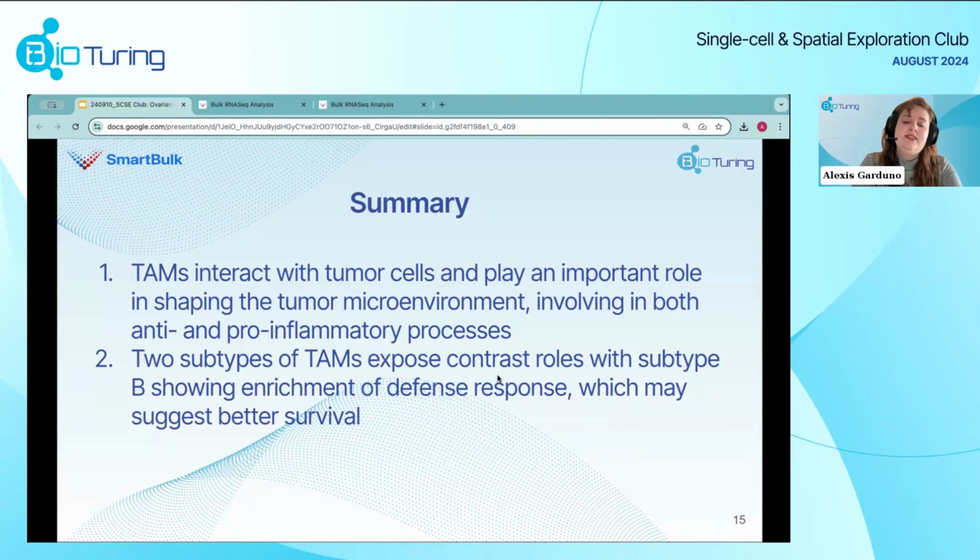The second step of the analysis was determining how these different types of tumor-associated macrophages develop and if there are any differences in the functional states of these cells. These two subtypes of TAMs were shown to have contrasting roles. Subtype B showed an enrichment of defense response pathways, which may suggest better survival or a better, specifically targeted therapy for these functional roles. So these are two very important insights that we gathered today from doing a validation or replication of the results from the paper and adding more insights into that analysis as well.